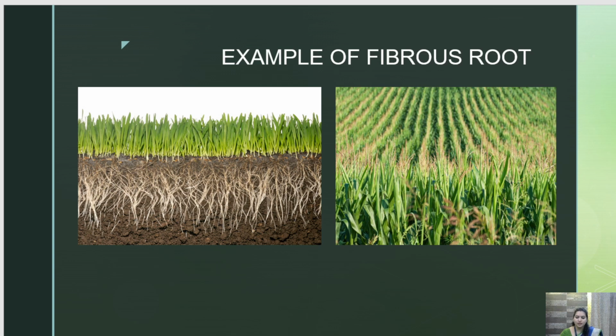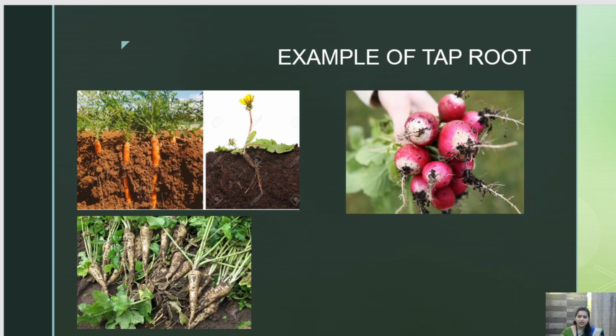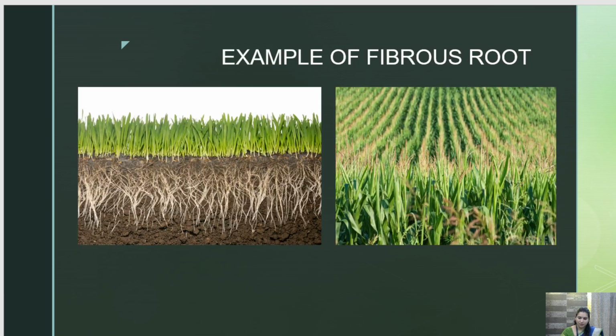As you can see in the figure here, in the first figure there are grasses and we have several fibrous roots. There is no main root present. Whereas if we see here, there is one single main branch and then we have several branches in it. So this is an example of taproot and these are the examples of fibrous root. So let's see in the chapter what is written.